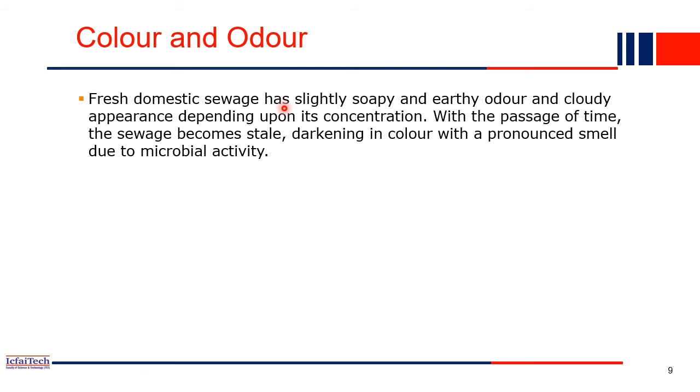Fresh domestic sewage has a slightly soapy and earthy odor, and a cloudy appearance depending on its concentration. More pollution means a more cloudy appearance in the water. With passage of time, the sewage becomes darker in color, because more and more reactions will be happening inside the wastewater, and the odor also will increase gradually. So based on these two parameters, you can identify the quality of the wastewater.